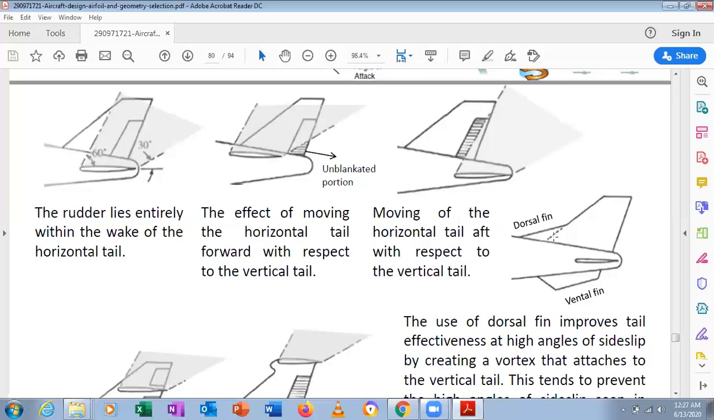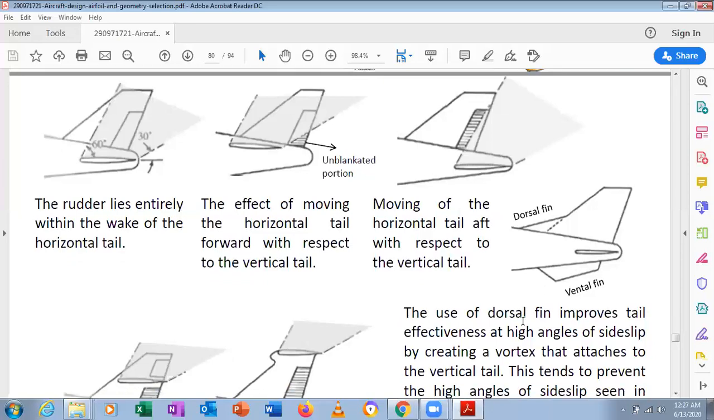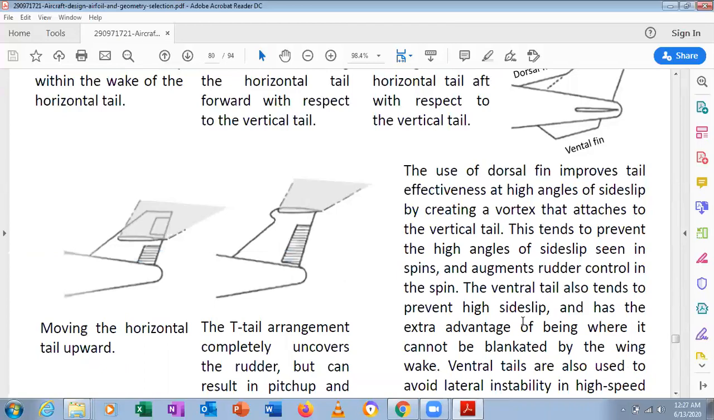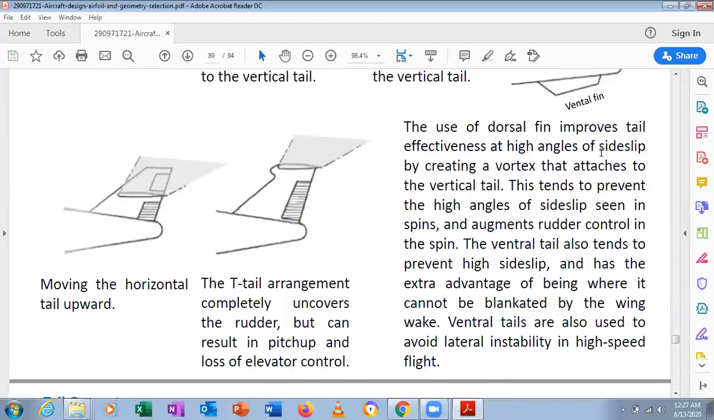By turbulence, when it is reduced, your stability will be good. So to avoid that, we are going to look at a dorsal fin, and also a ventral fin. The use of the dorsal fin improves the tail effectiveness at high angles of sideslip by creating the vortex that attaches to the vertical tail. This tends to prevent the high angles of sideslip seen in spins.